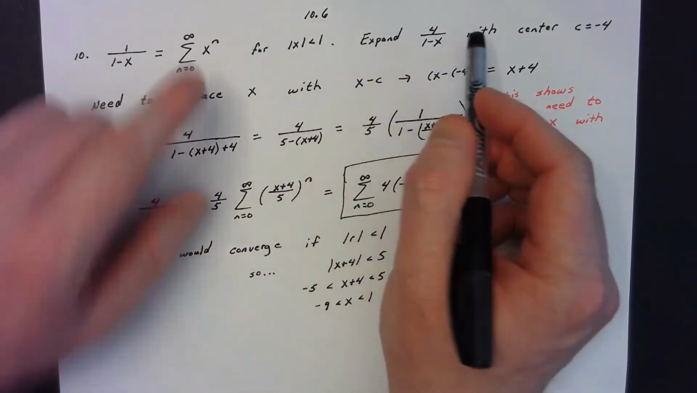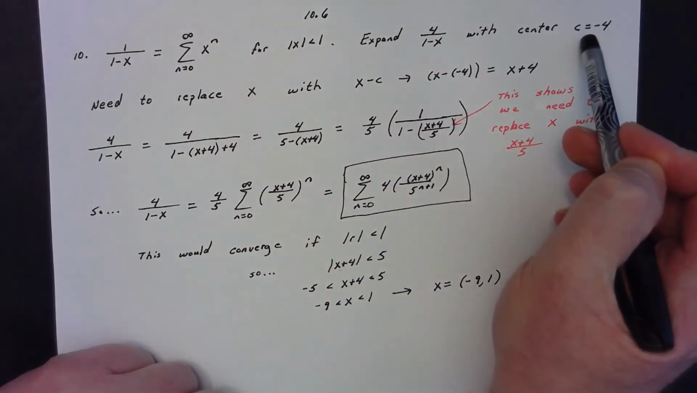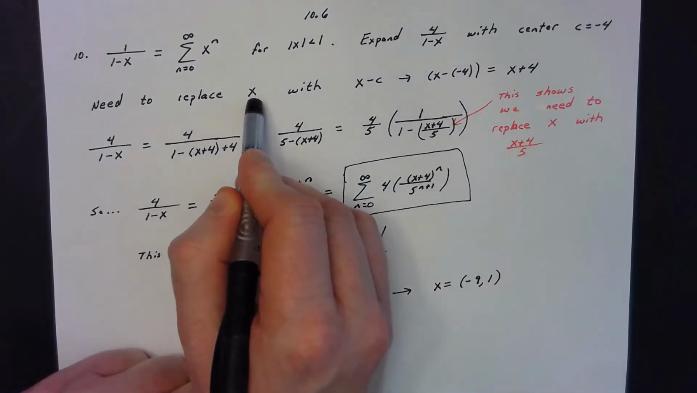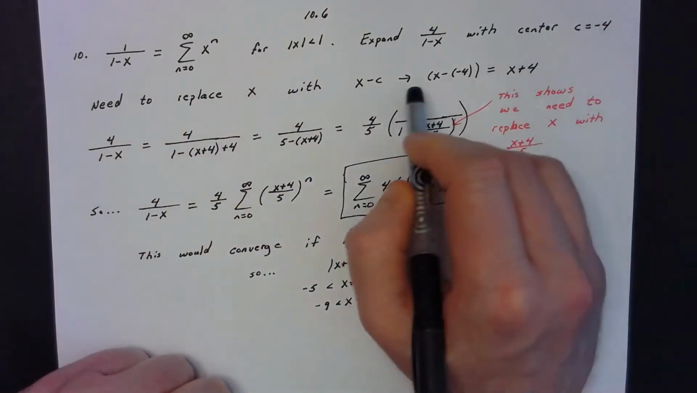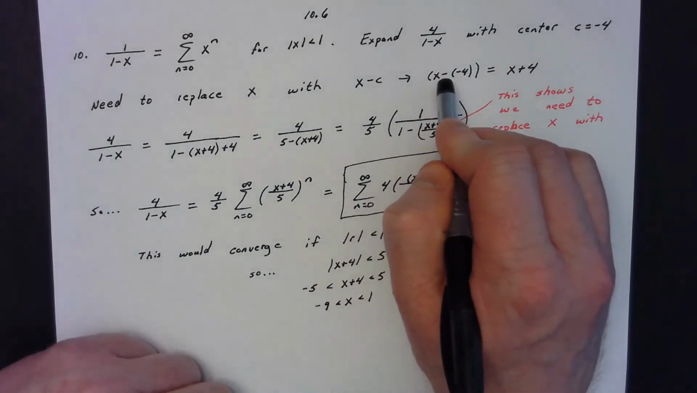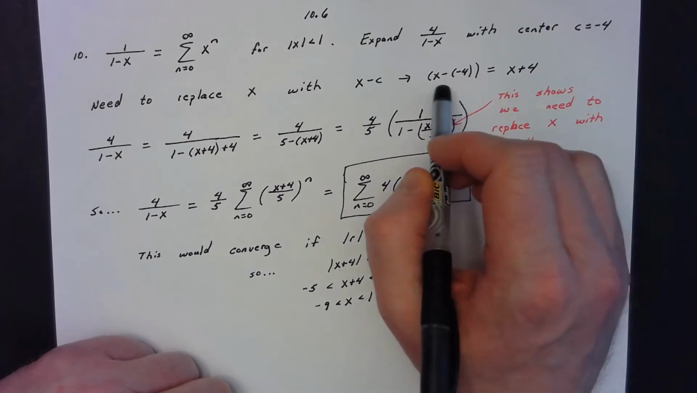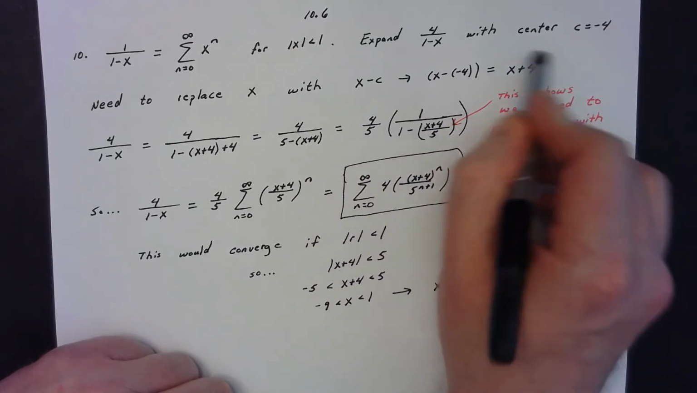Now, we're asked to expand 4 over 1 minus x, and the center of our interval of convergence has to be at -4. So what I need to do is replace the value x with x minus the center, x minus c, and that's going to become x plus 4. This is just like in Calc 1 when we did our equation of the tangent function. You said it had to be x minus a, and here it's x minus c, x minus -4. That's going to give me x plus 4 here.